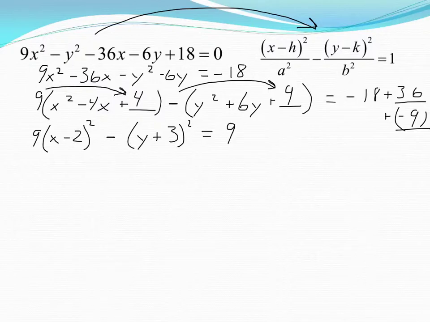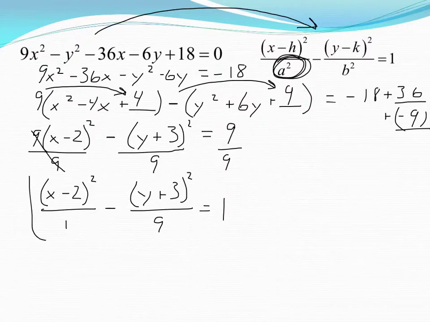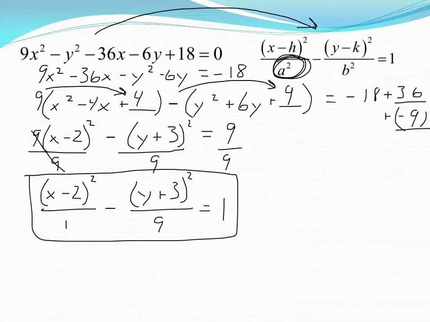Just like we did with ellipses, I'm going to divide both sides by 9. Remember, that does distribute to both of the terms on the left-hand side of the equation. The 9's will cancel for the x terms, leaving (x - 2) squared, and I am going to put it over 1 because our standard form does have a denominator there, and (y + 3) quantity squared divided by 9. All of that is equal to 1. So we've now got this hyperbola into its standard form, and we'll be able to use that information to graph it.